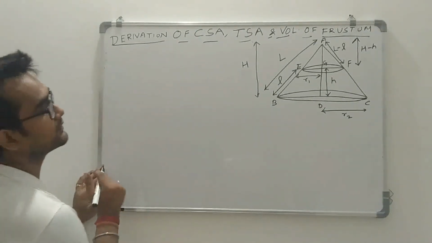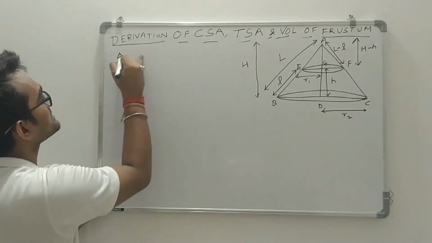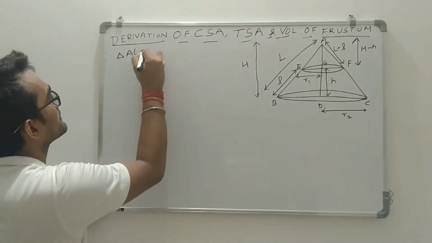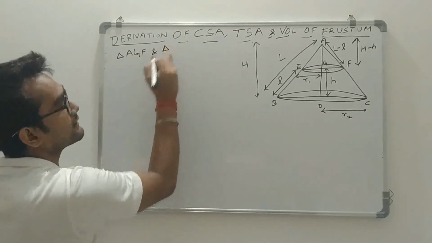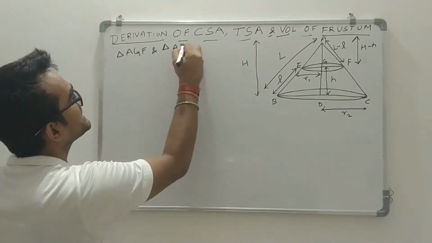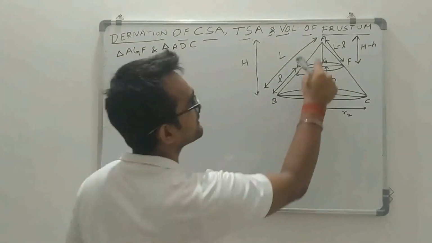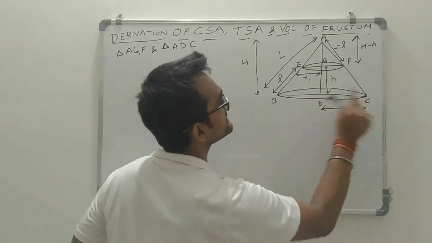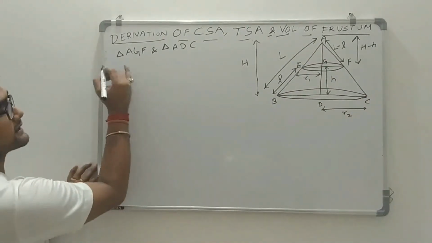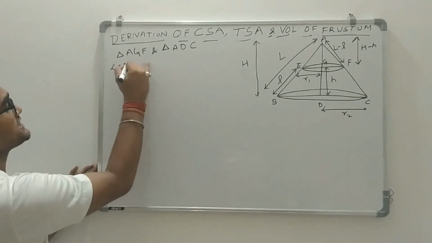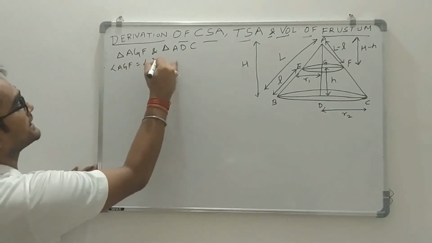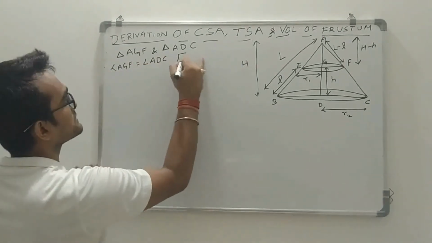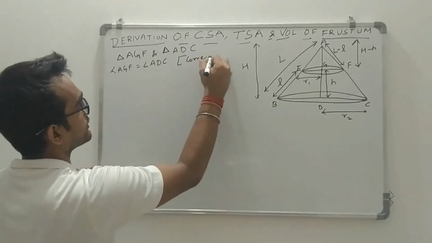First of all, we have to consider two triangles AGF and triangle ADC. So I am considering triangle AGF and triangle ADC. In these two triangles, angle AGF is equal to angle ADC because these are corresponding angles.